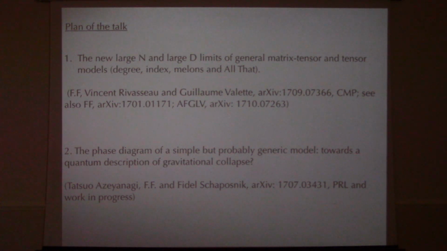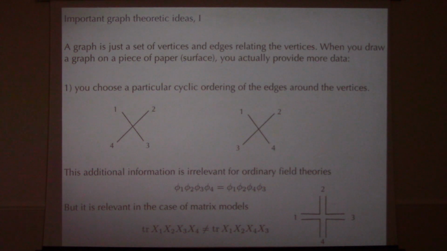And then the second part will be more on the physics and some new physical results that we have obtained in this class of models, which could actually realize a quantum description of the phenomenon of gravitational collapse. I will explain this, and that's a PRL that we published in July, but there is much more work in progress now, so more papers should appear on that subject.